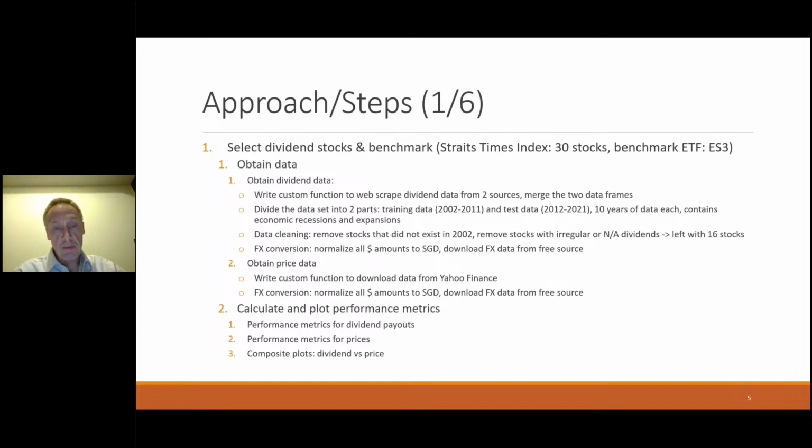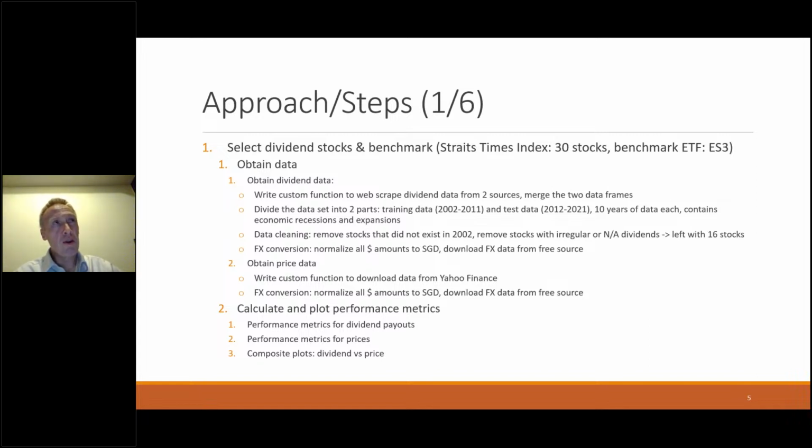I divided the data set into two parts, 2 times 10 years. That covers economic recessions and expansions in each of those 10 years. So the first 10 years were training data, the last 10 years test data. Also challenging was that I had to do a lot of data cleansing. The data was definitely not clean. The website lists not only dividend payouts, but also other corporate actions, such as rights. You need to scrub that out.